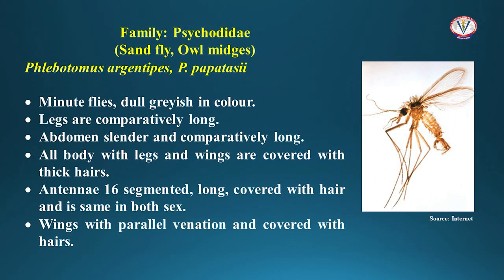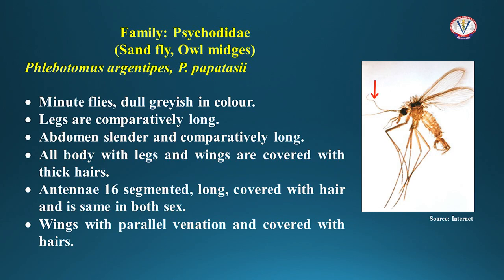Family Psychodidae, the sand flies, like Phlebotomus argentipus, Phlebotomus papatasi. These are minute flies, dull grayish in color. Legs are comparatively long. Abdomen is slender and comparatively long. All body along with legs and wings are covered with thick hairs.